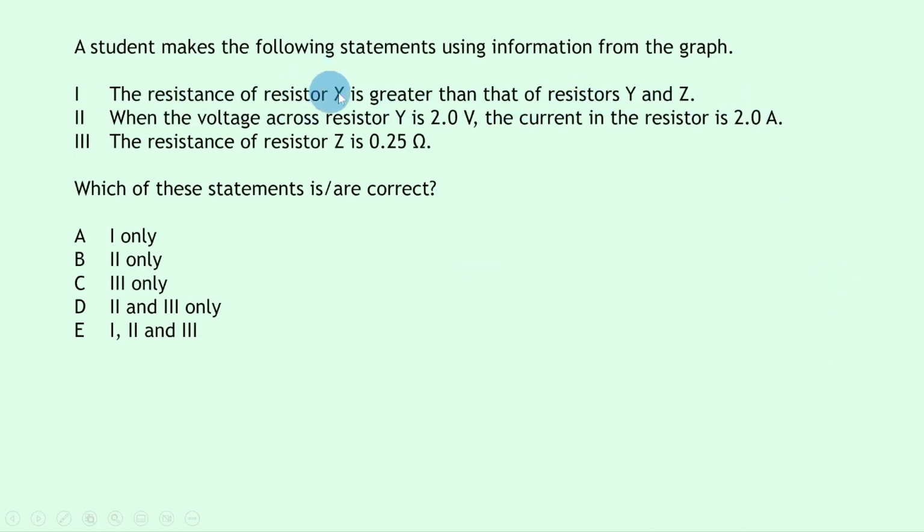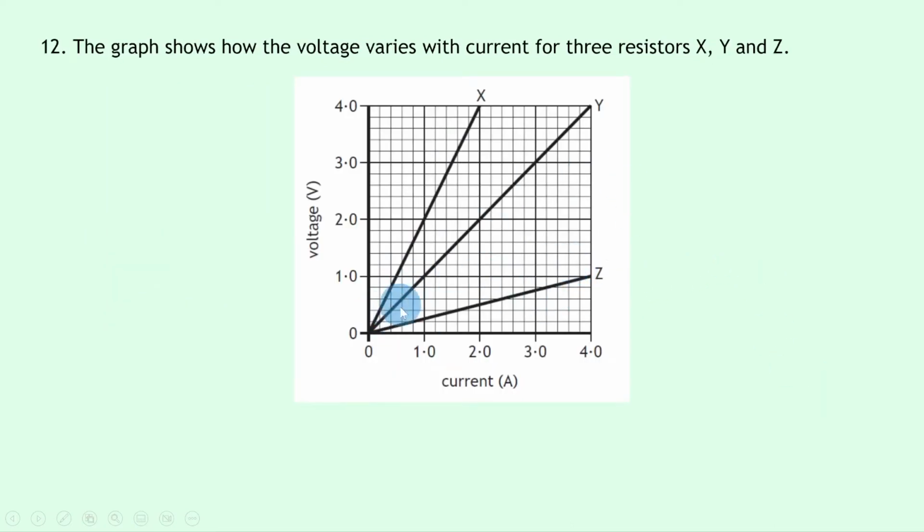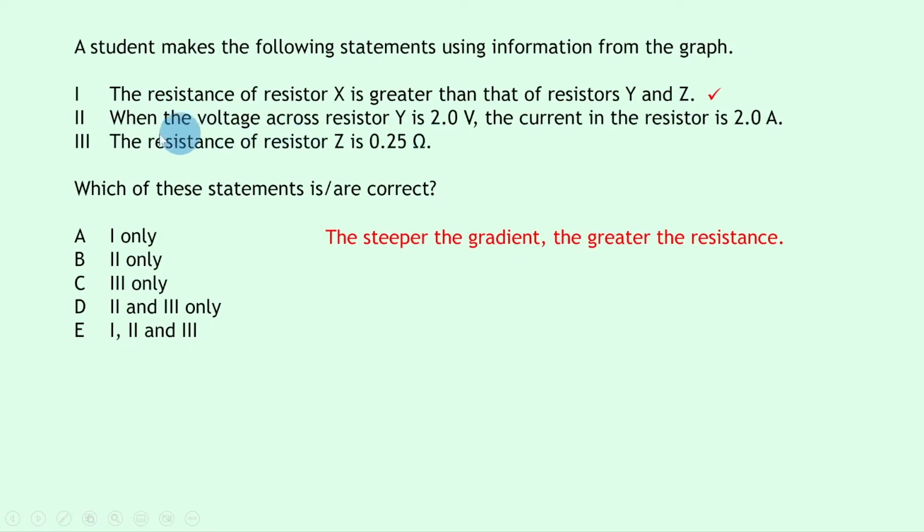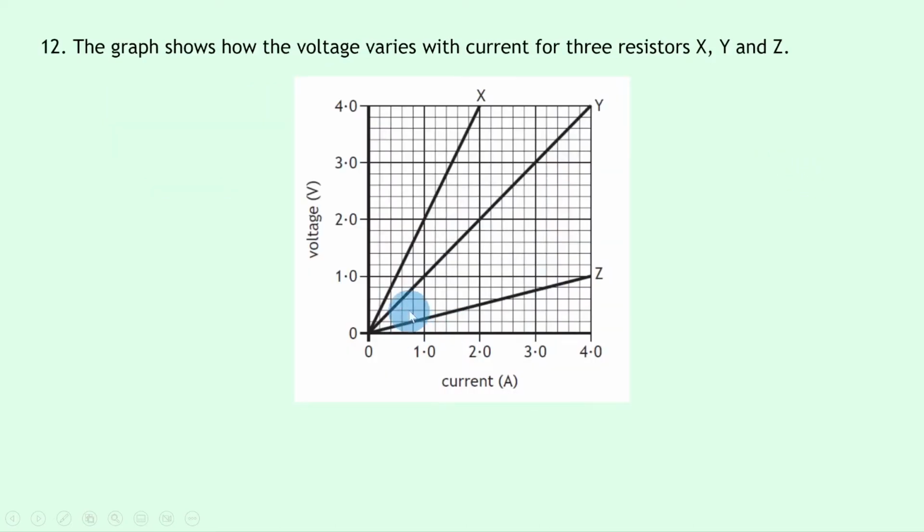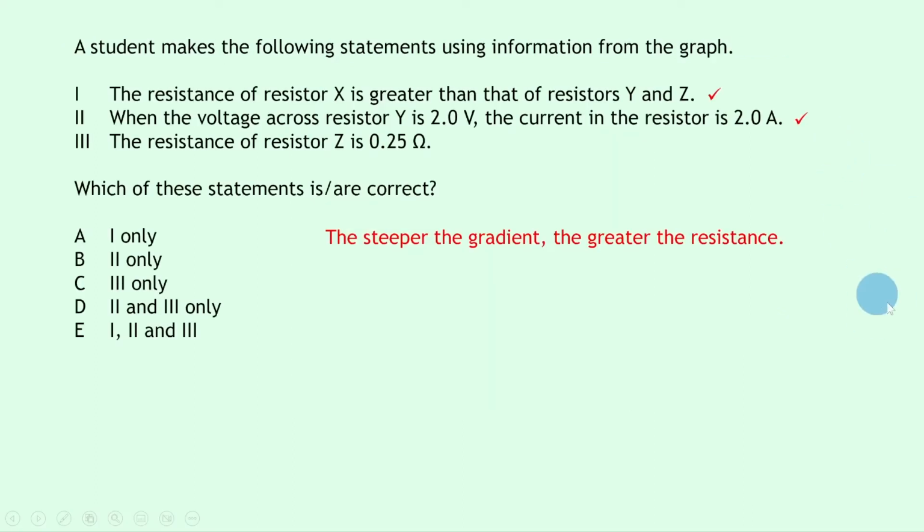Well, to think about which resistor has the greatest resistance, remember, the steeper the gradient, the greater the resistance. So if you look back at the graph, we said that X has the steepest gradient, so therefore it does have a greater resistance than Y and Z. So we can say that one is true. Statement 2 says when the voltage across resistor Y is 2.0 volts, the current in the resistor is 2.0 amps. Well, if we look back at the graph here for resistor Y, you'll see that when we have a voltage of 2.0 volts, that matches up with a current of 2.0 amps. So that means statement 2 is correct. So we can put a tick next to that one.